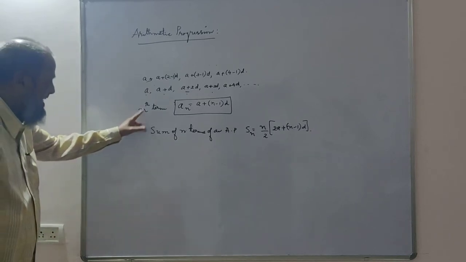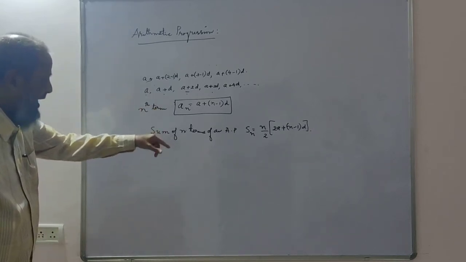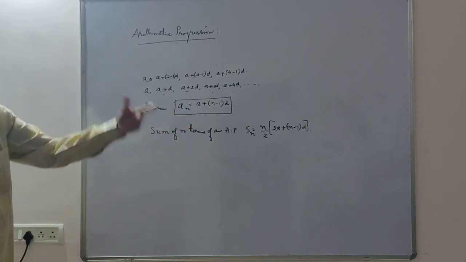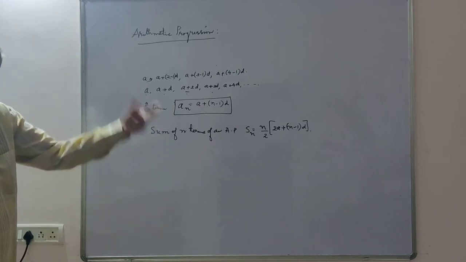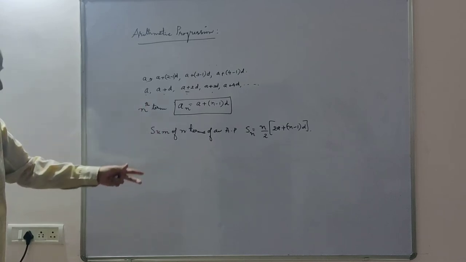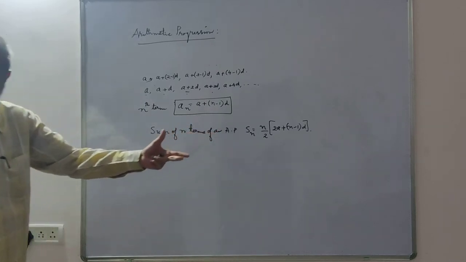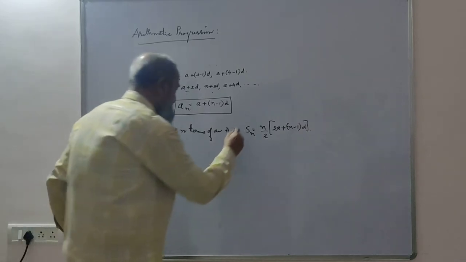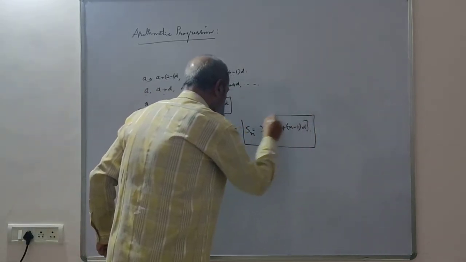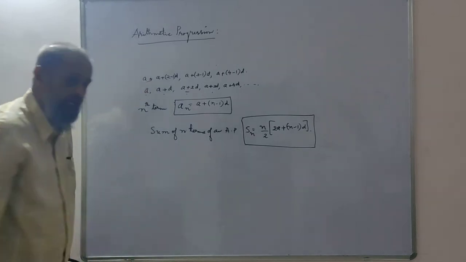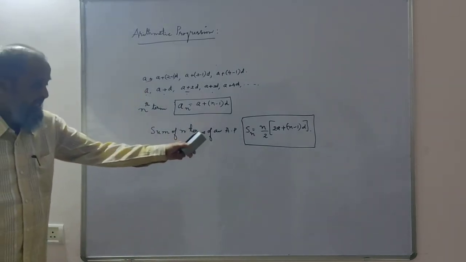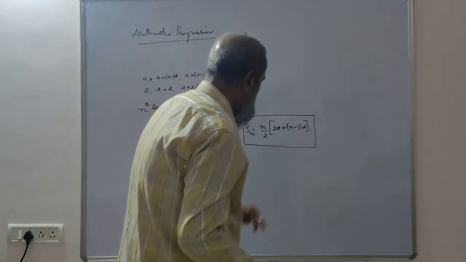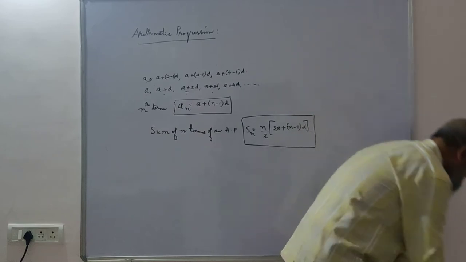One is to find the nth term, and the other one is to find the sum of n terms, any given n terms. n can be 50 terms, 40 terms, 20 terms, 25 terms, any number of terms. They can ask us to find the sum of the given progression. So these two formulae you have to remember: an is equal to a plus (n minus 1) times d, and Sn is equal to n by 2 into (2a plus (n minus 1) times d).